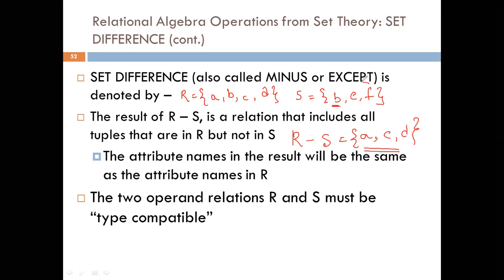Whereas the other extra ones that are present in the relation or set S will be ignored. In a similar way, this set difference operation in relational algebra will also give us all the tuples that are present in the first table but should not be present in the second table.